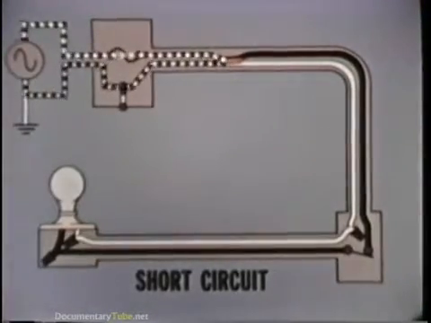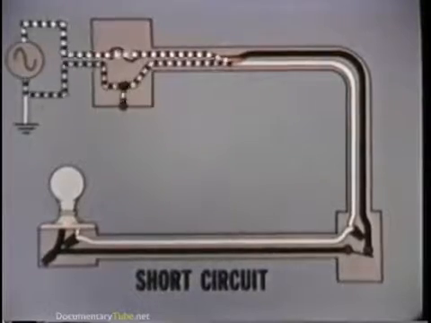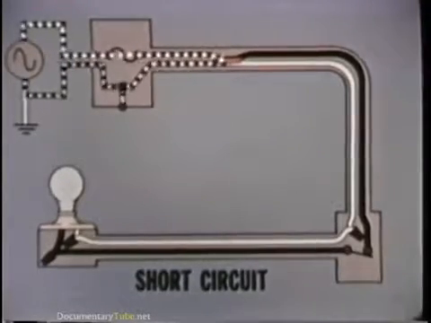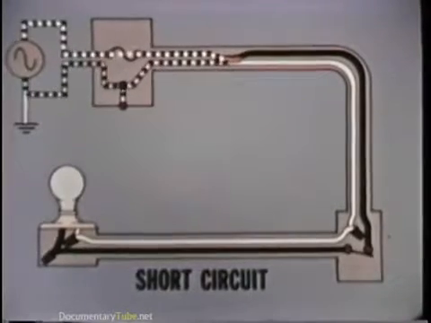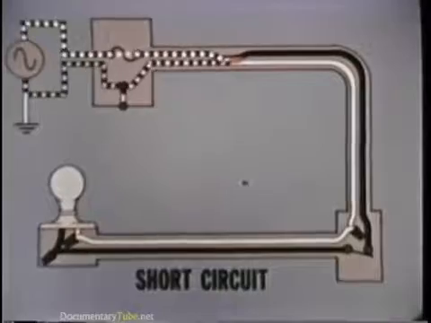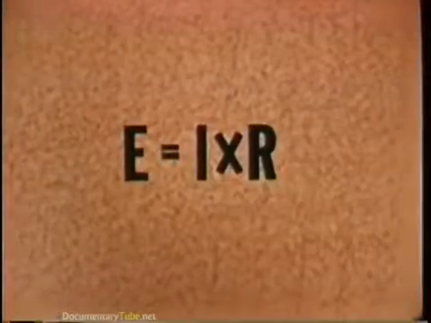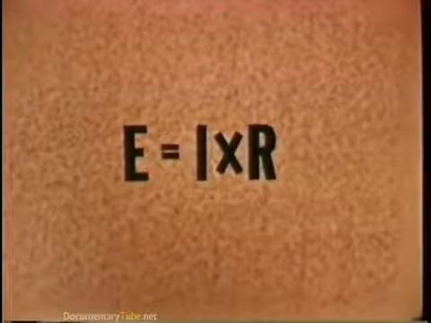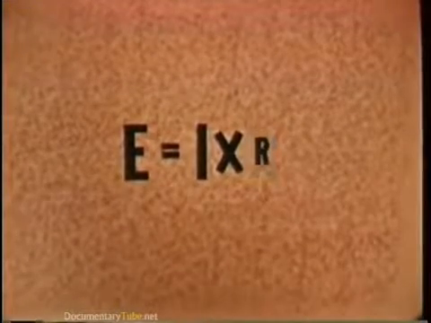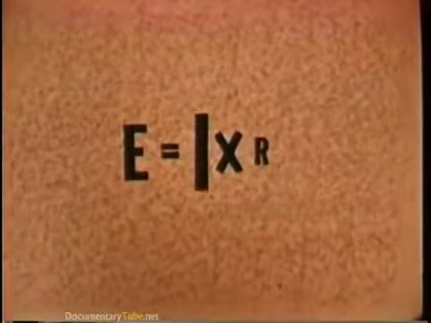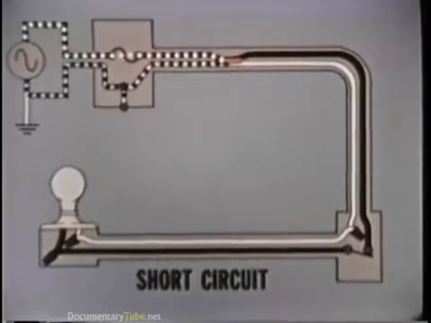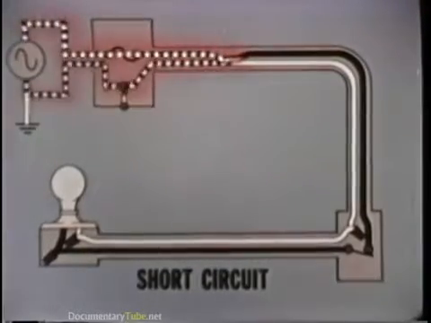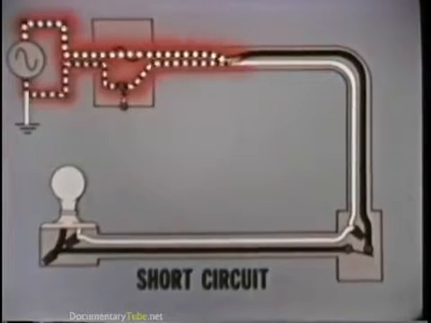The current no longer flows through the entire circuit. It is shunted directly from the hot conductor to the neutral conductor. When this occurs, there is only a very small amount of resistance in the circuit. According to Ohm's law, for a constant voltage, when the resistance is lowered, the flow of current goes up. This increase in current can cause heating of the wires and is the cause of many electrical fires.